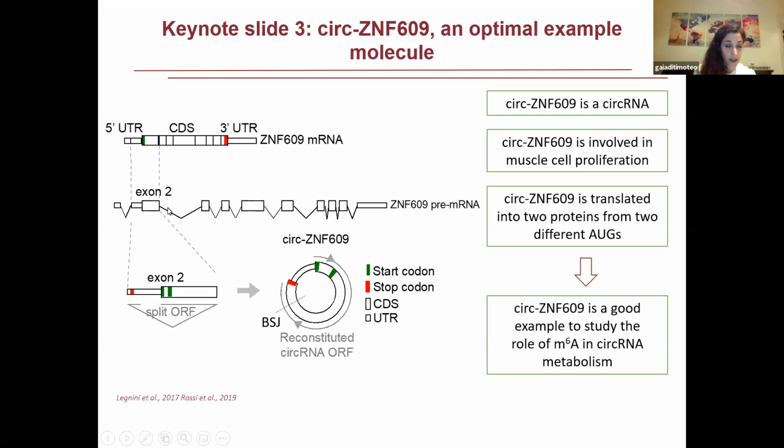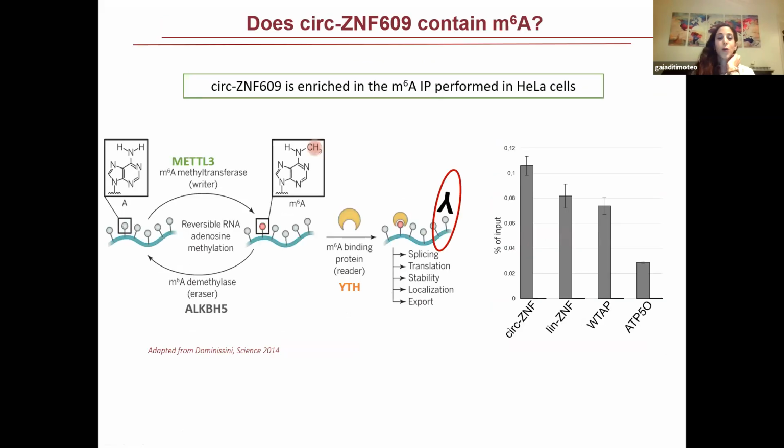It comes from the second exon of its primary transcript, and it contains two start codons that upon circularization are in frame with a stop codon. And we demonstrated that they can be used to translate circRNA 609 into two different proteins. But first of all, we wanted to verify if m6A was contained in circRNA 609.